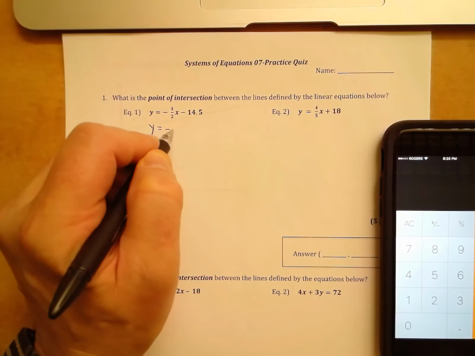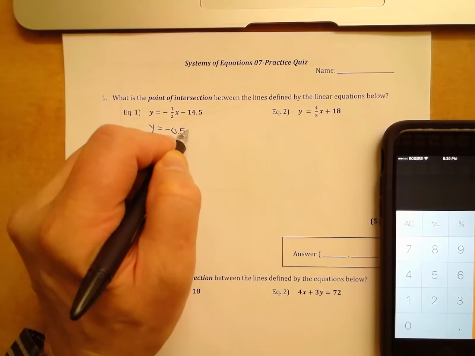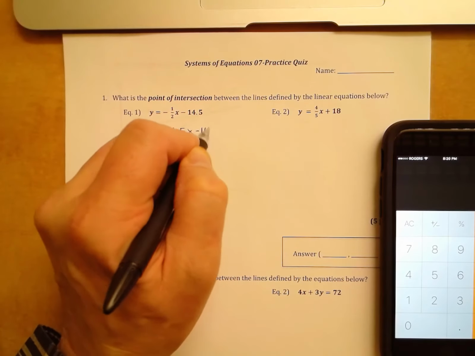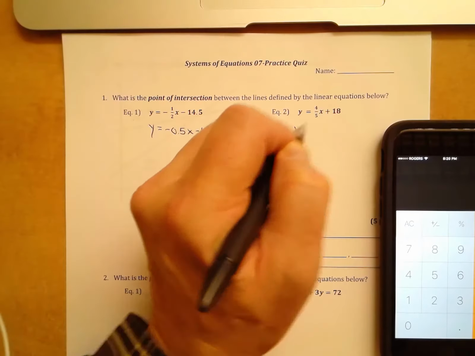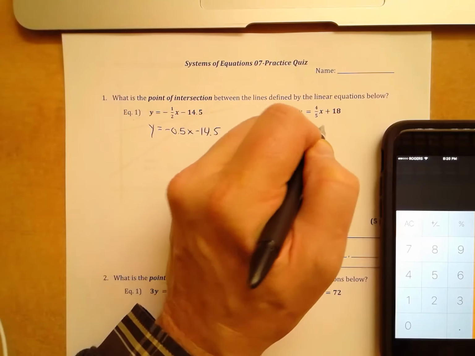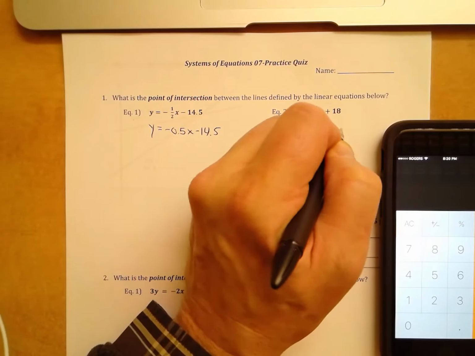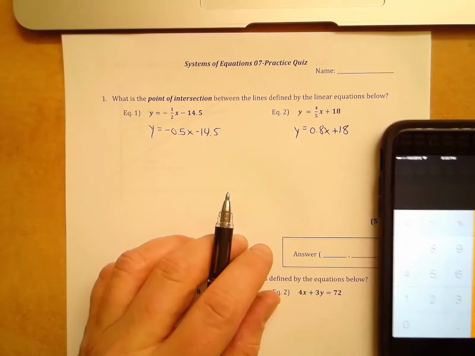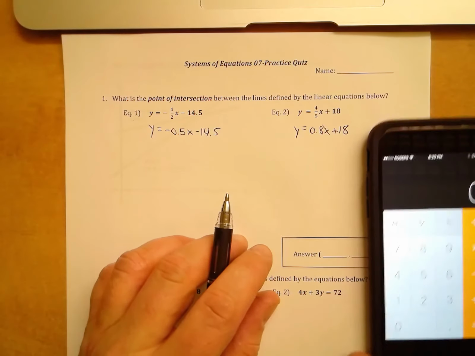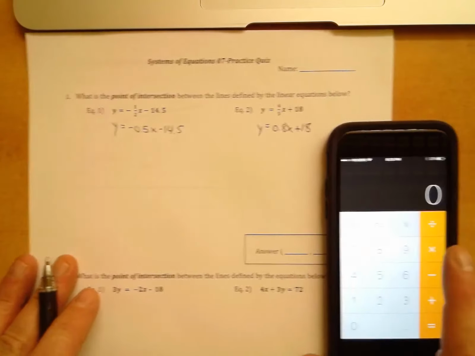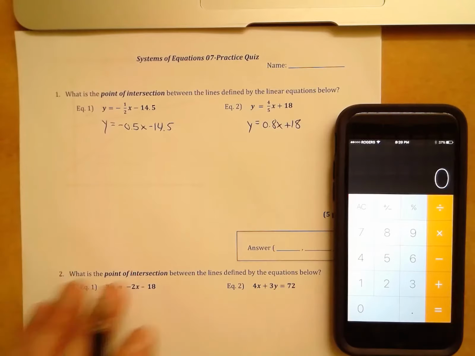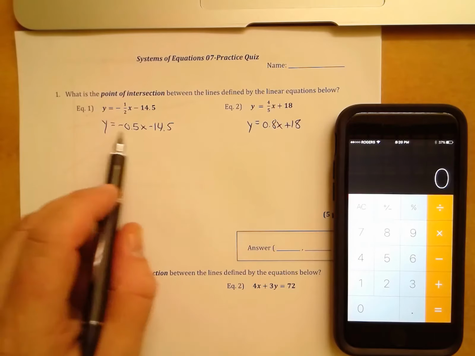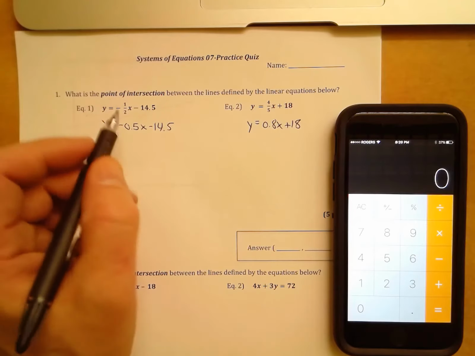This is going to be equal to y is equal to negative 0.5x minus 14.5. And over here we'll have y is equal to 0.8x plus 18. I got those decimals just by dividing those fractions, which I didn't show on the calculator, but I'm pretty sure you guys can figure that out by this point. So once the first step is done and the y's are isolated and we have everything with decimals, we can go ahead and we do the second step.